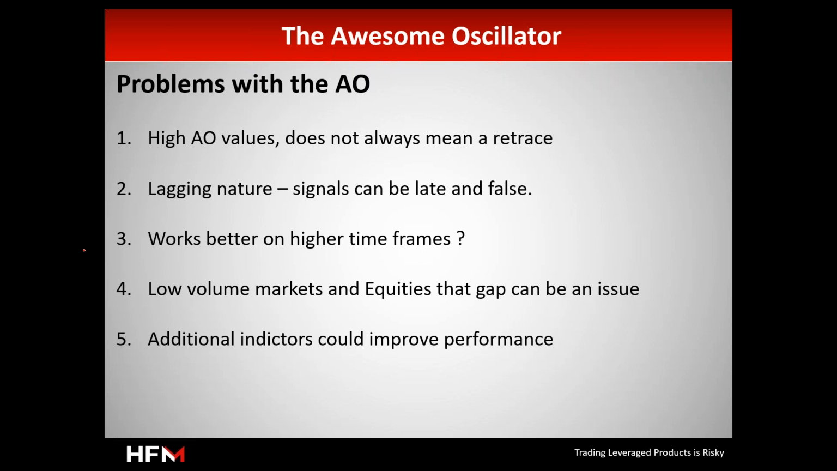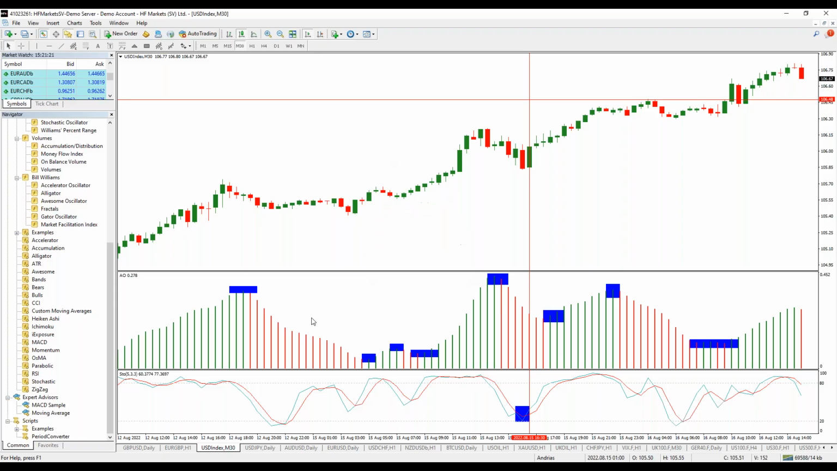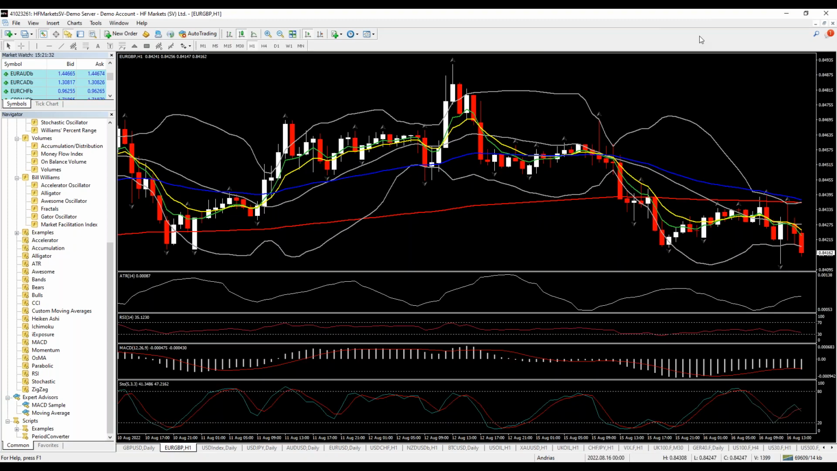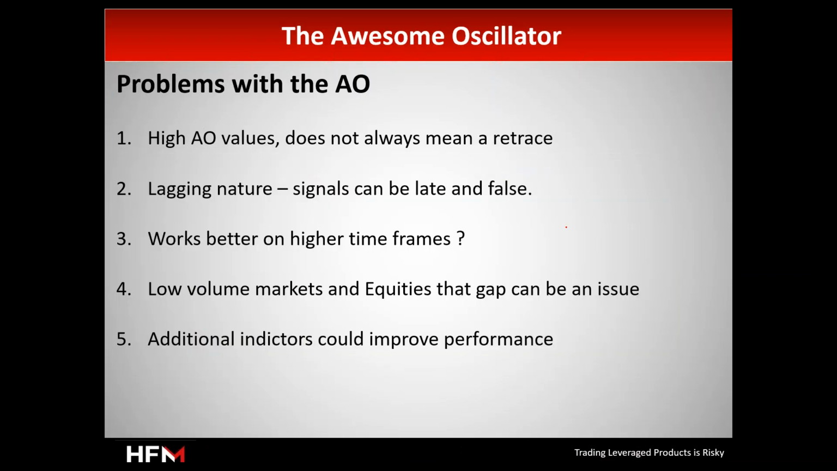Whether it works better on higher time frames or not, I cannot reply to this question because it changes per asset. For example, for the daily dollar index, it might be perfect, but for the daily euro pound, it might not. So check it before you use it.